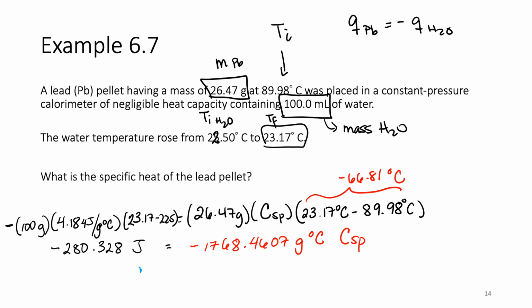So my specific heat, I have negative 280.328 joules divided by negative 1768.4607 grams degrees C. Notice that I am keeping the calculator vomit. I will use my significant figures at the end.